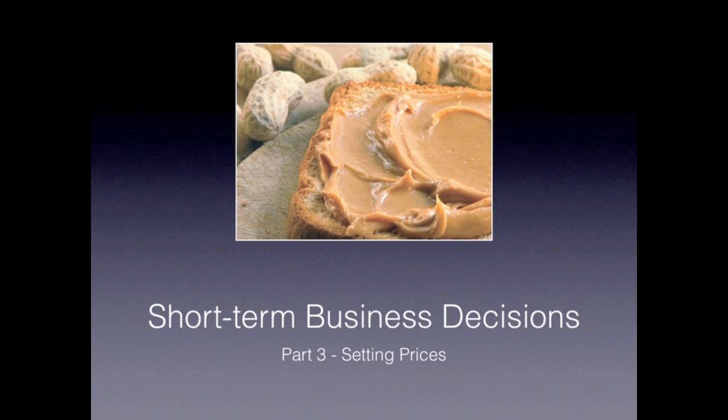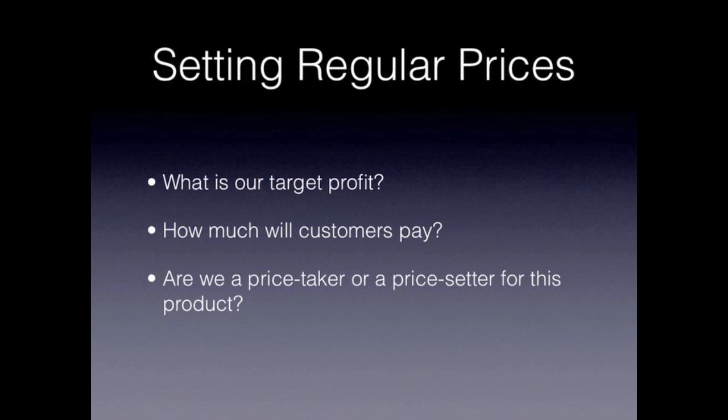This is part 3 in our short-term business decisions series, and here we're going to be discussing the setting of prices. So when we set prices, we have to understand what our target profit is. That's number 1. Also, you have to realize or understand what exactly customers will pay for your product. So you'll have to do some research to find that out. And then you have to determine, are you a price taker or are you a price setter for this particular product? So let's go into that a little bit deeper, price taker and price setter.